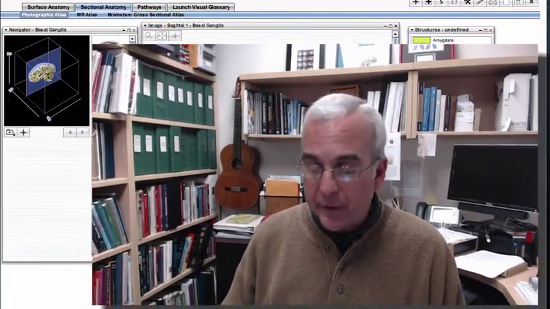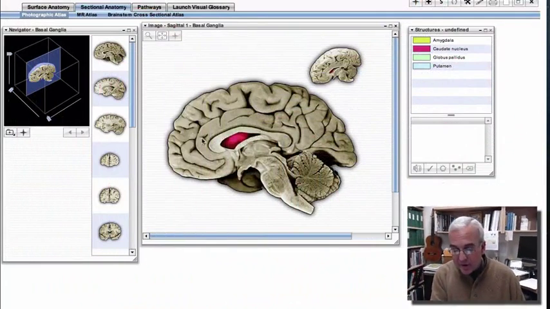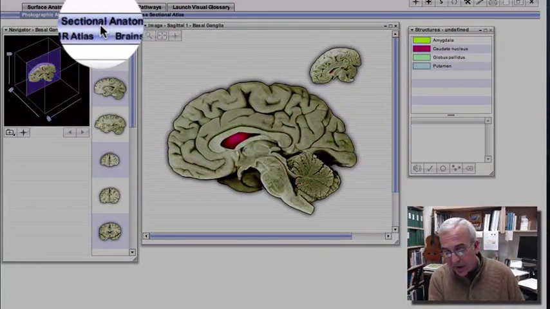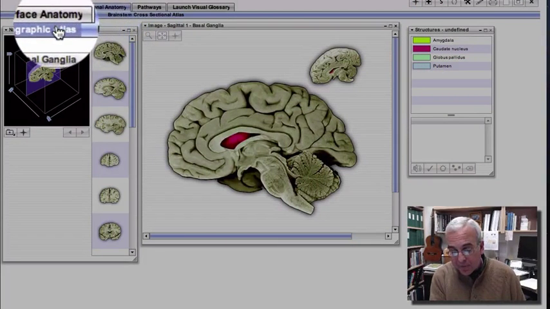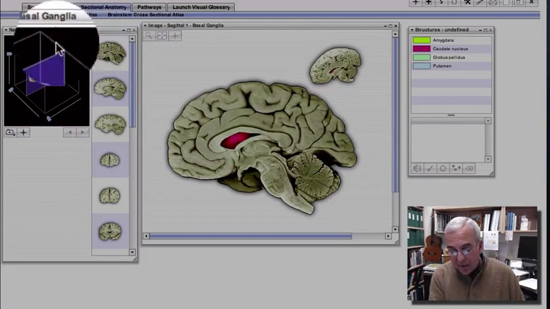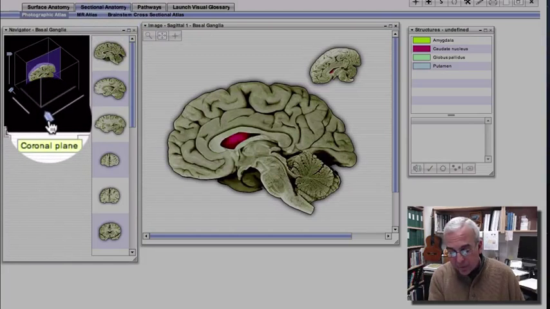Okay, well now that you've actually seen the human brain in the lab, let's look at some brain sections through Sylvius just to recap the structures that we've been viewing. So what I've done is I've entered Sylvius and selected sectional anatomy and photographic atlas. And I think what we'll do is we'll start in the coronal plane.